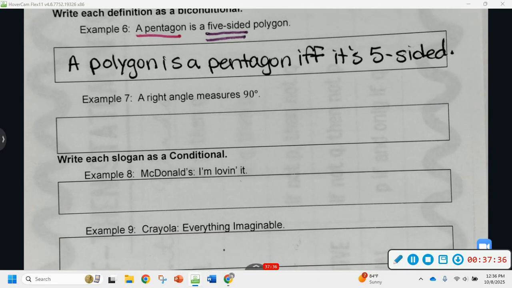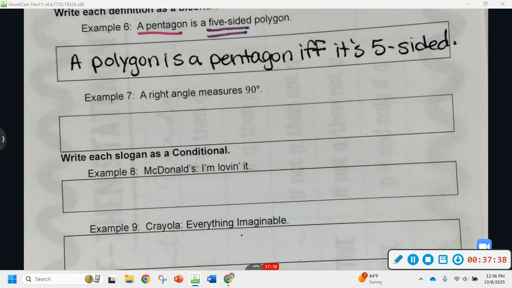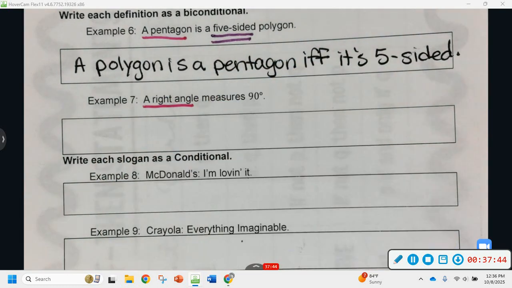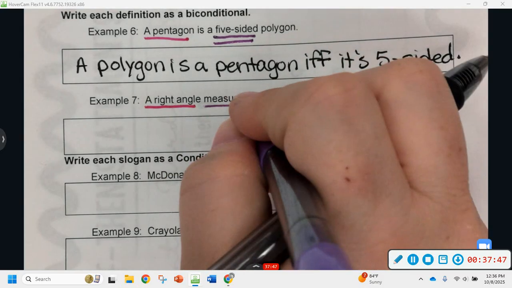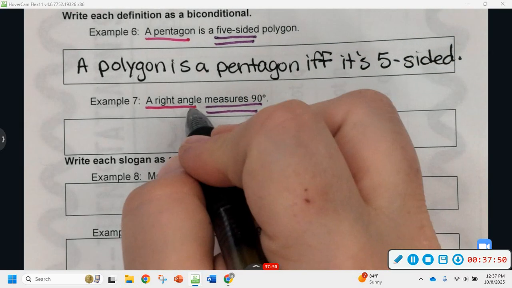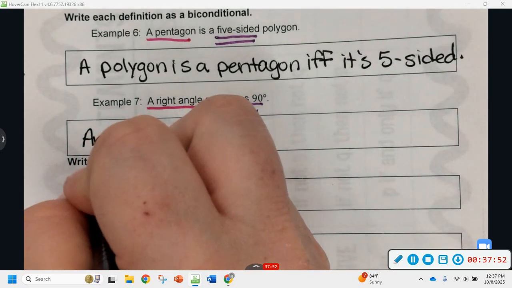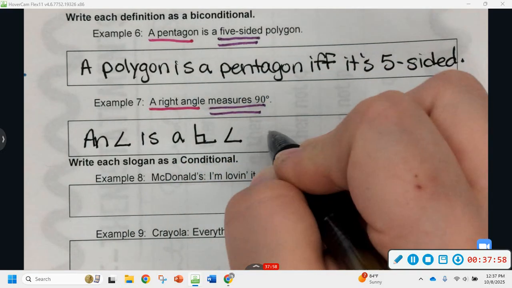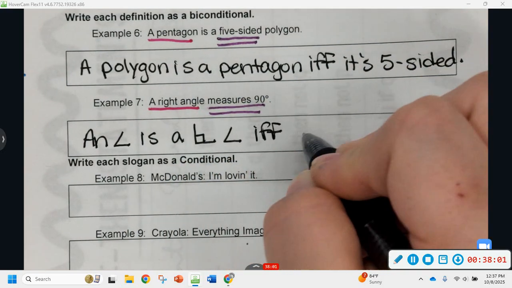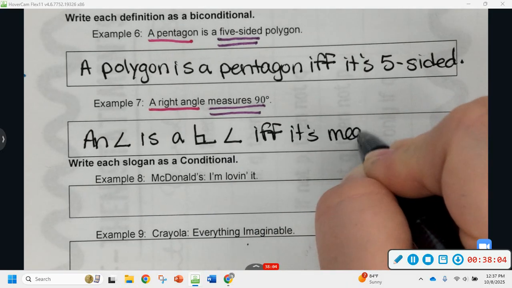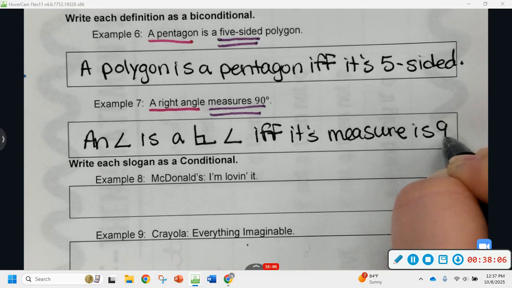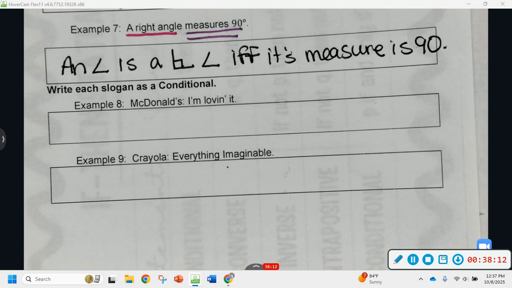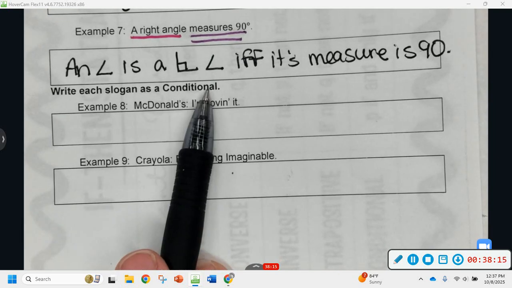And then a right angle measures 90. Ooh, I think this is where I remembered that being on here. So what are we talking about? We're talking about a right angle. What do we know about right angles? We know they measure 90. So we have an angle is a right angle if and only if its measure is 90. The last thing is we can use slogans and write them as conditional statements.